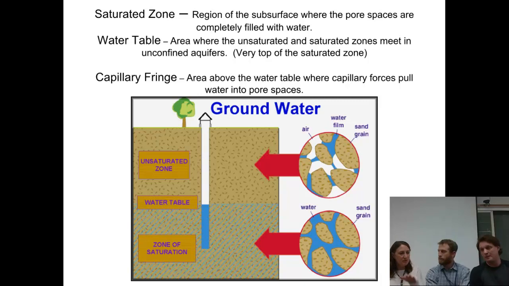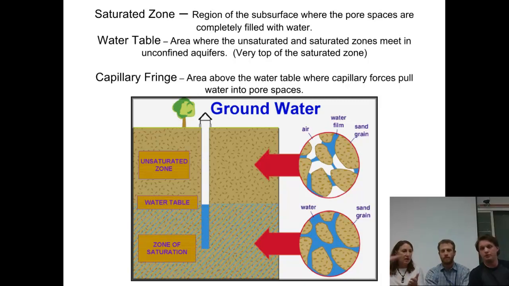And at the interface between the unsaturated zone and the saturated zone at the water table, we have a little area called the capillary fringe. The way I like to think about it is if you take a paper towel and dip it into water, water gets sucked up into the paper towel. That's a similar situation with the capillary fringe, where you have little bits of water being sucked up into the pores in the unsaturated zone at the top of the water table, right?